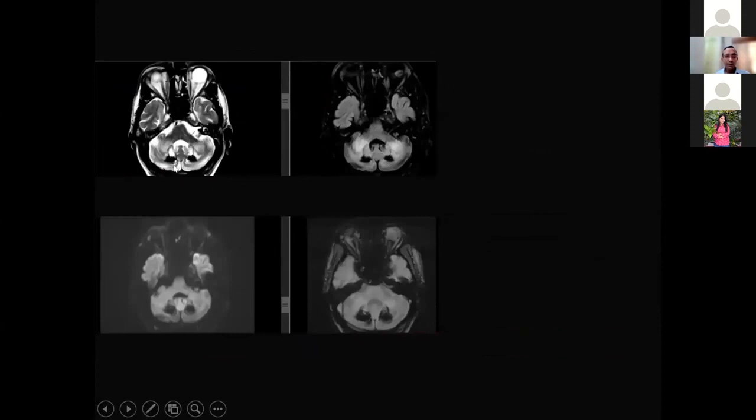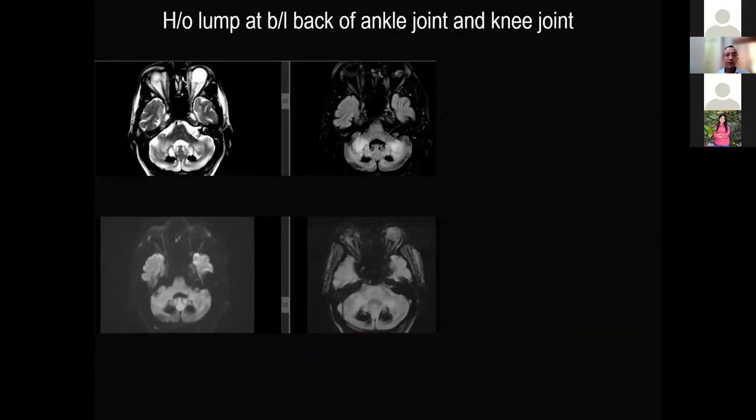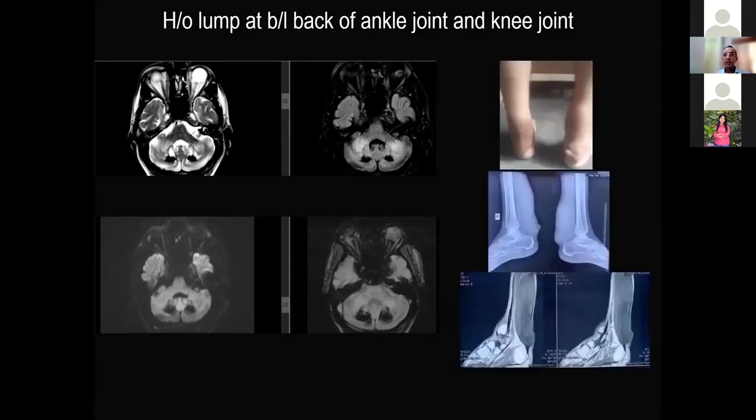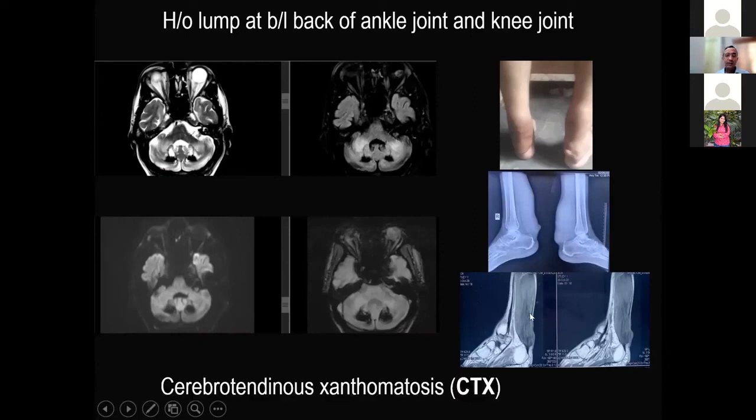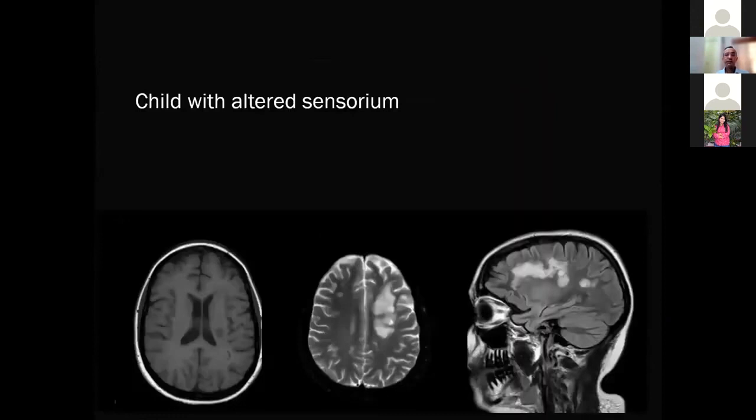Here the images better document the susceptibility changes suggestive of calcification in the posterior fossa in both the dentate and the cerebellar white matter. When the history was taken, the patient also gave a history of lumps at the bilateral back of the ankle joints and knee joints. On clinical examination, X-ray and MRI show tendinous xanthomas in the tendo-Achilles tendon, making a diagnosis of cerebrotendinous xanthomatosis.